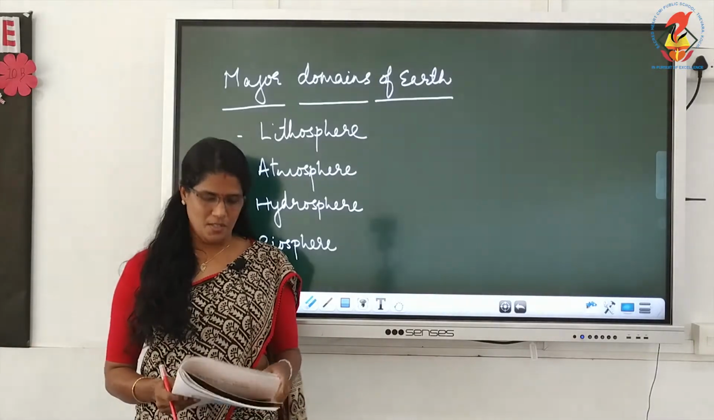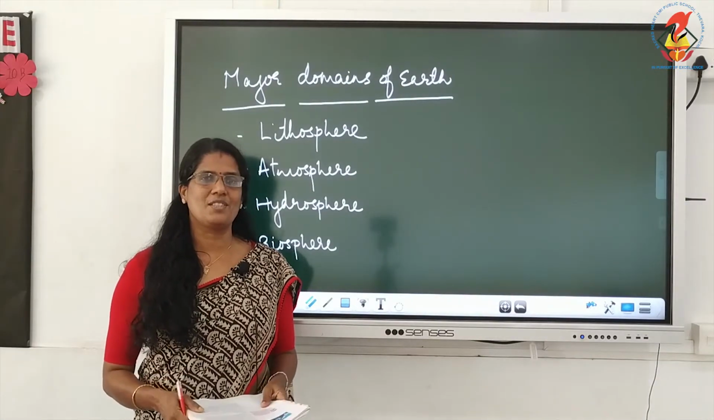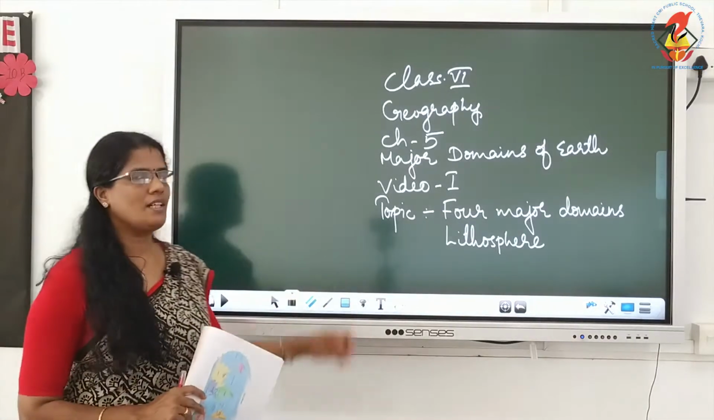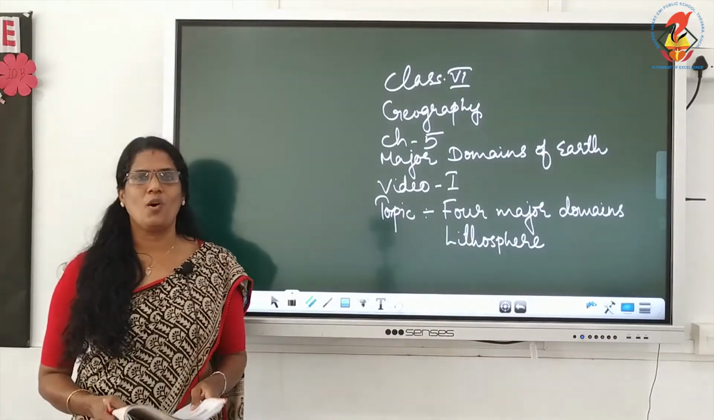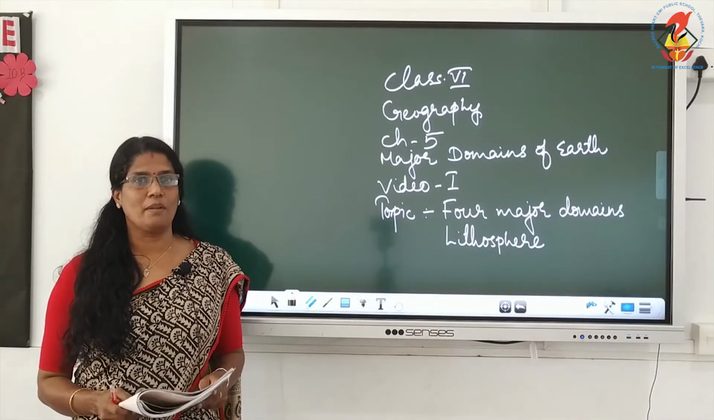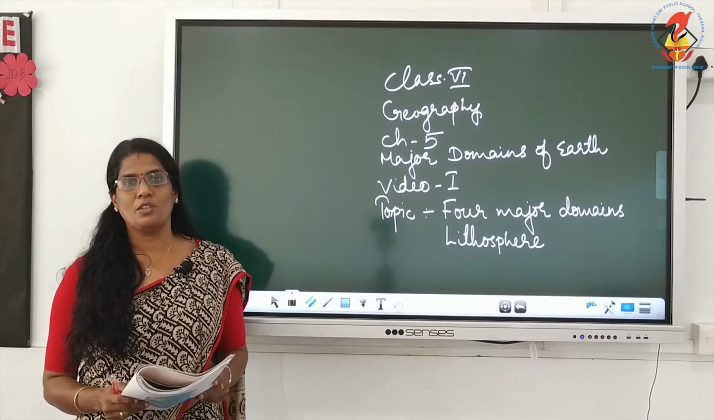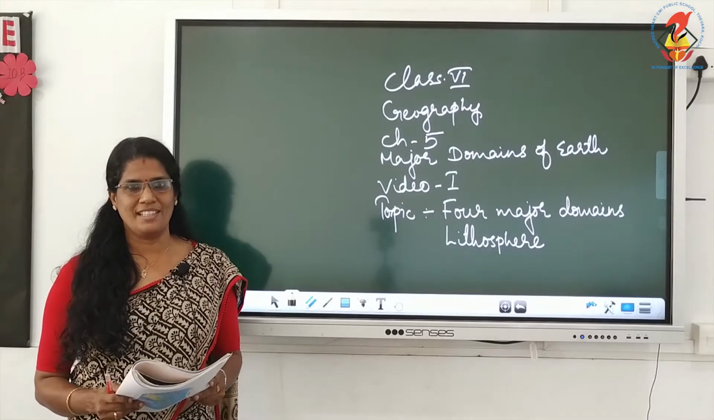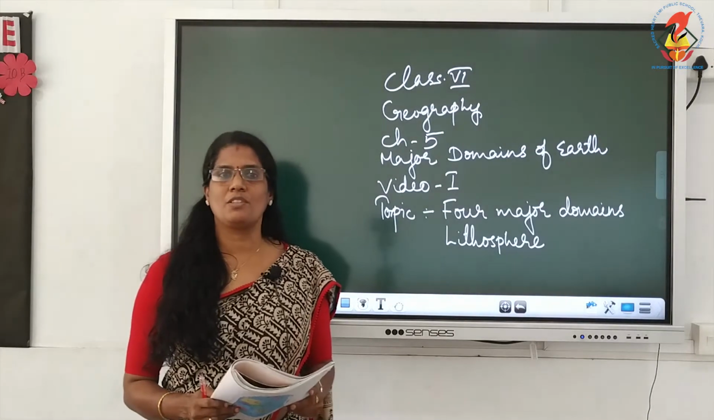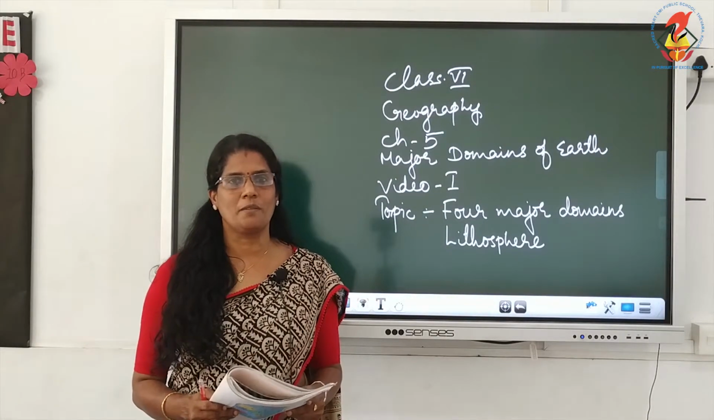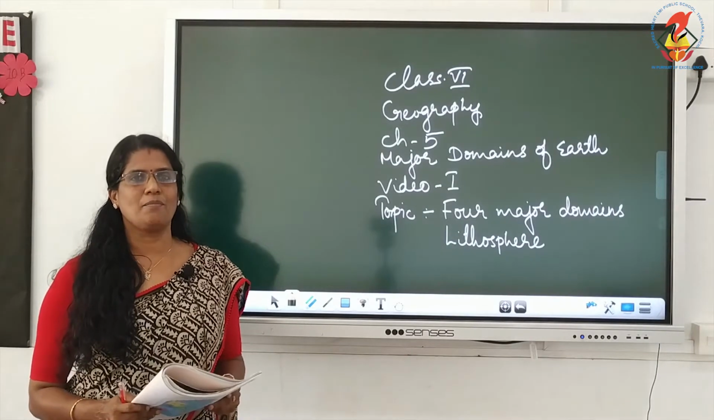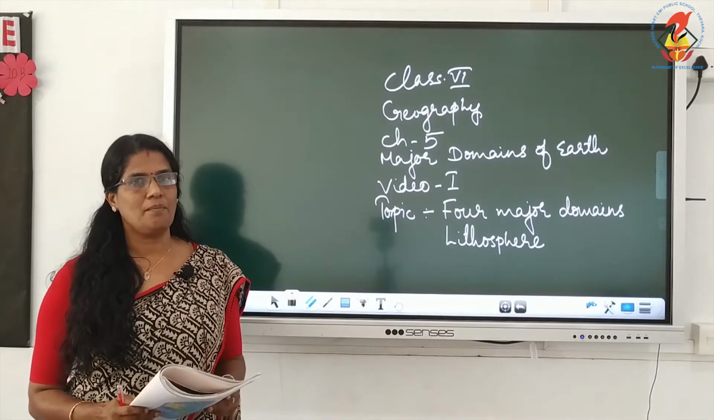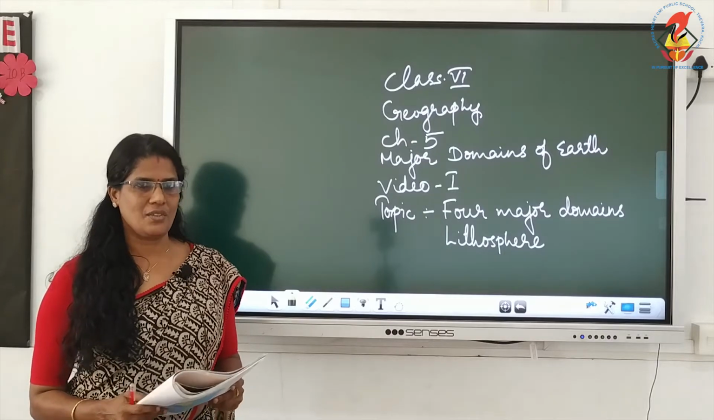Today we will discuss major domains of the earth, chapter 5. Today's topics are the 4 major domains and lithosphere. So children, all of you know that earth has a complex zone where 4 major domains of the earth interact. First major domain is lithosphere, the solid part. Then comes hydrosphere, the liquid part, atmosphere, the gaseous part, and biosphere where all of these interact.